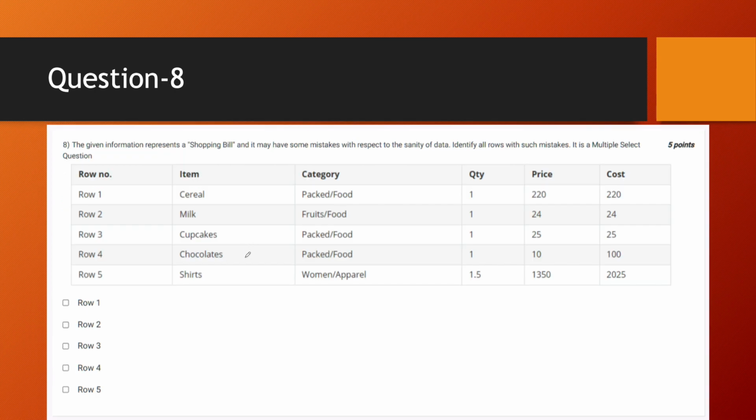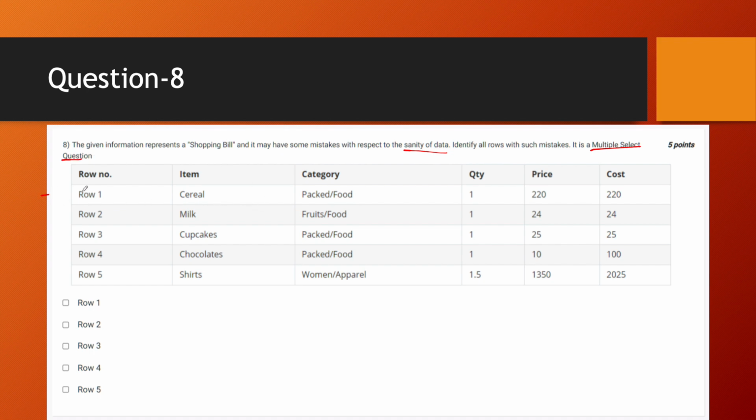Now moving to question number 8. The question reads, the given information represents a shopping bill and it may have some mistakes with respect to the sanity of data. So here, this is what you have to find. You have to find the sanity of the data. Identify all rows with such mistakes. And again, you've been given here that this is a multiple select question.